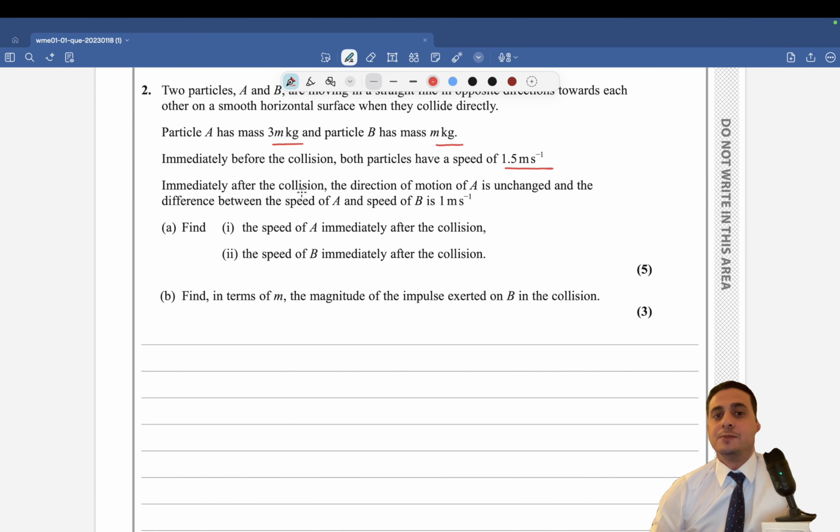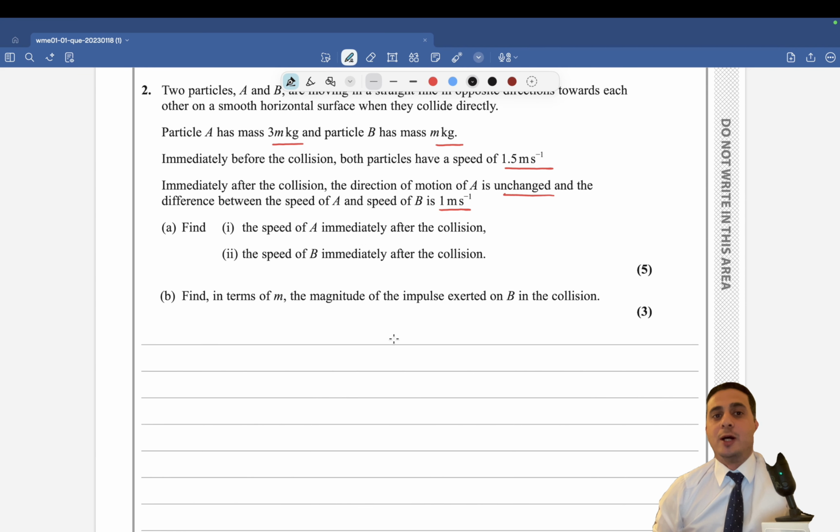Immediately after the collision, the direction of motion of A is unchanged, and the difference between the speed of A and the speed of B is 1 meter per second. Find the speed of A immediately after the collision and the speed of B immediately after the collision.